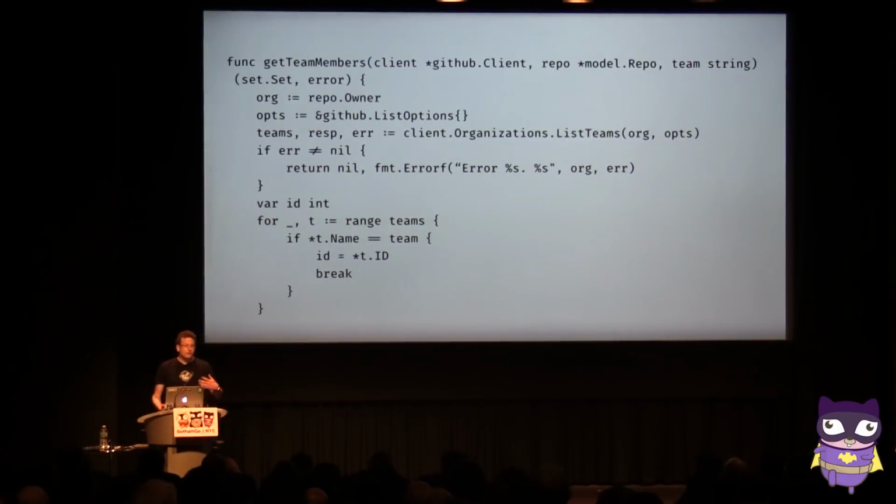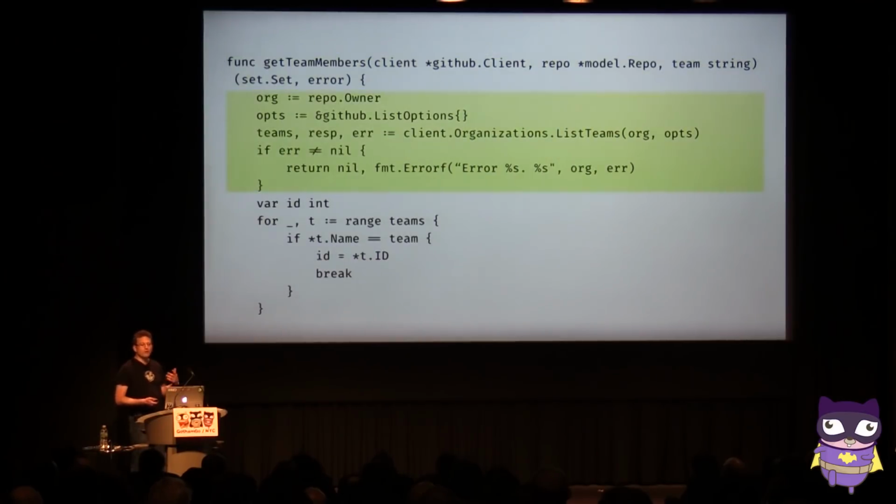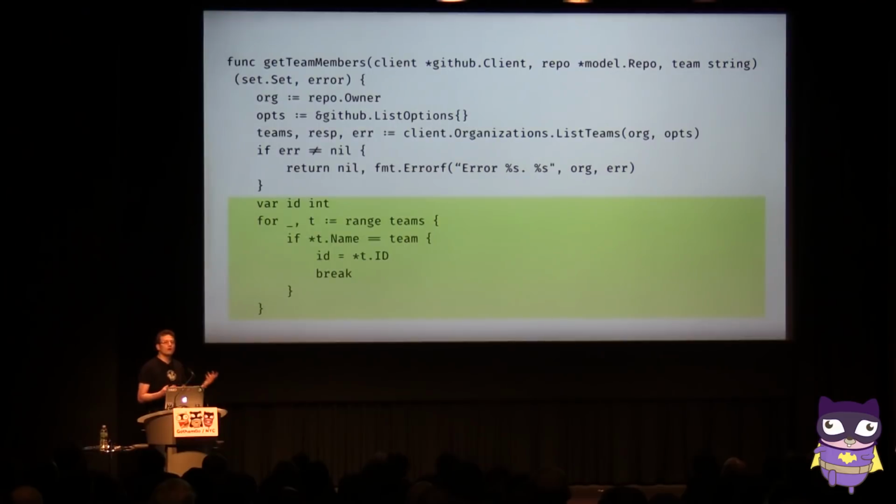And to implement this, LGTM calls several different GitHub APIs to return lists of different things, like lists of users or lists of teams. So, for example, here's our getTeamMembers function. In this function, we take in a GitHub client, a GitHub repo, and the name of a GitHub team. And we return back the set of the names of the members of the team. First, we call the client to get the list of all of the teams for the repo's owner. We loop over all of the teams to find the one whose name matches the one that was passed in, and we store off that ID.